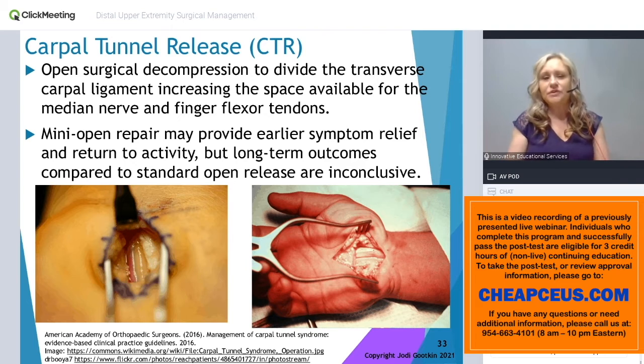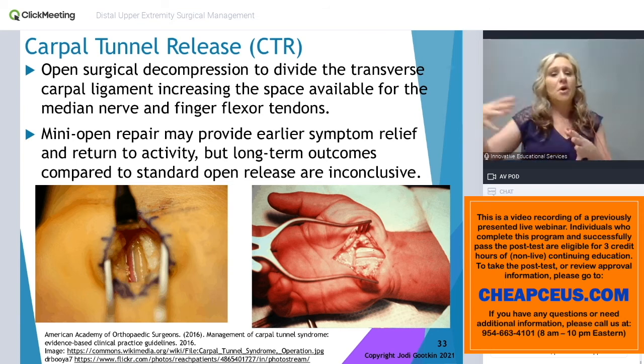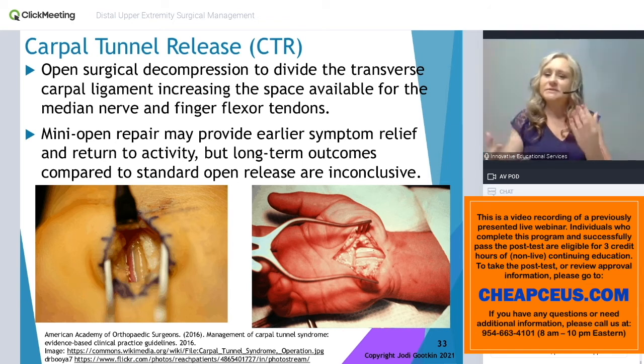I tried to find some research to see which procedure has better outcomes. For the most part, I didn't find anything specific that one was better over the other. It might be that with the mini open repair, the patient has greater relief earlier on and is able to return to their activities sooner because it's a smaller incision. But ultimately, over time, it seems like the results are equivalent for the patients.